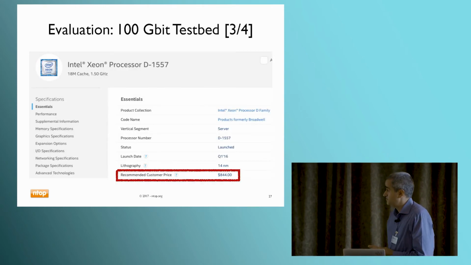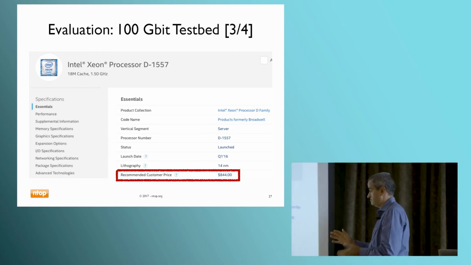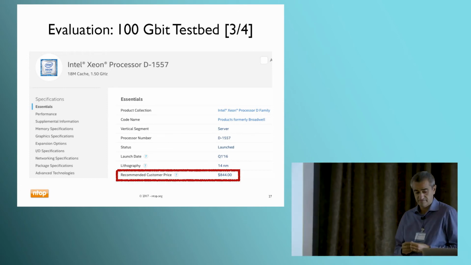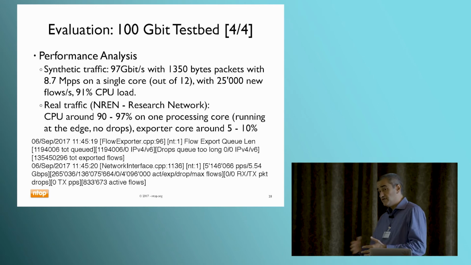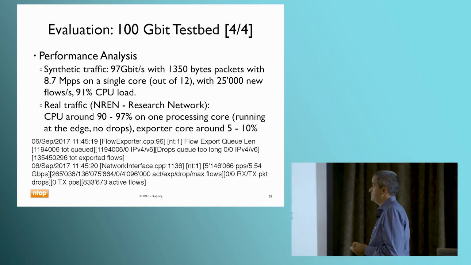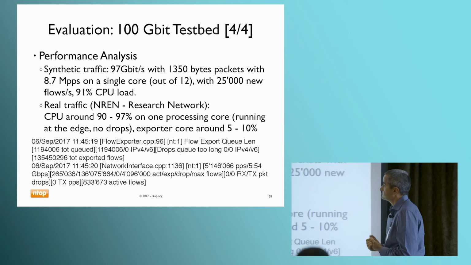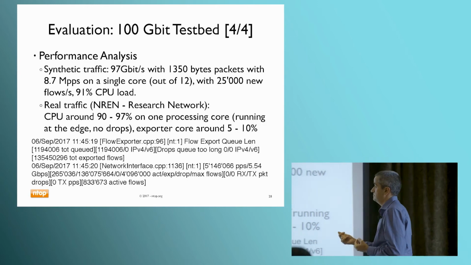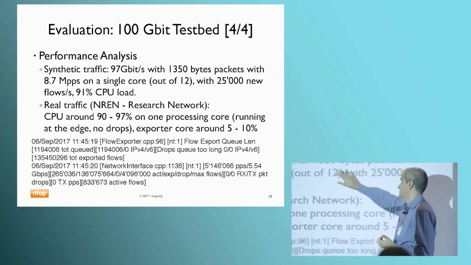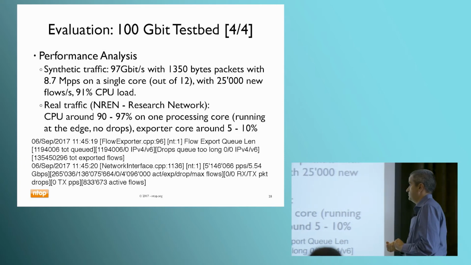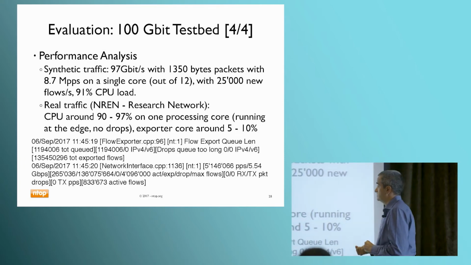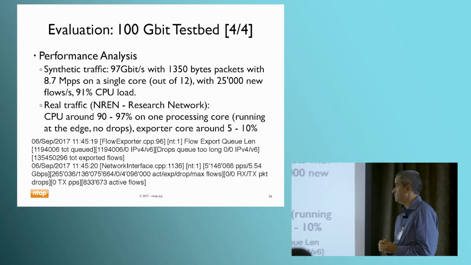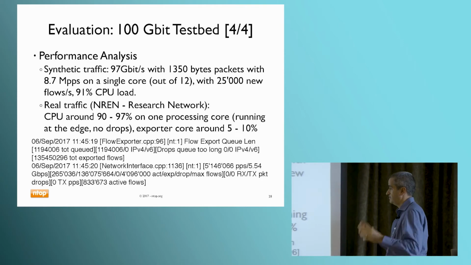So this is the card, and this is the CPU. Okay, again, it's not a super fast CPU. It's the D series Xeon processor. This is to give you an idea of the speed. Using synthetic traffic, they have a traffic generator. It's possible to do almost 100 gigabit, but again, packets are very big. They probably don't represent what you have on the network. You have only 12 physical cores, but testing with 25 new flows per second per core, we are able to do that.